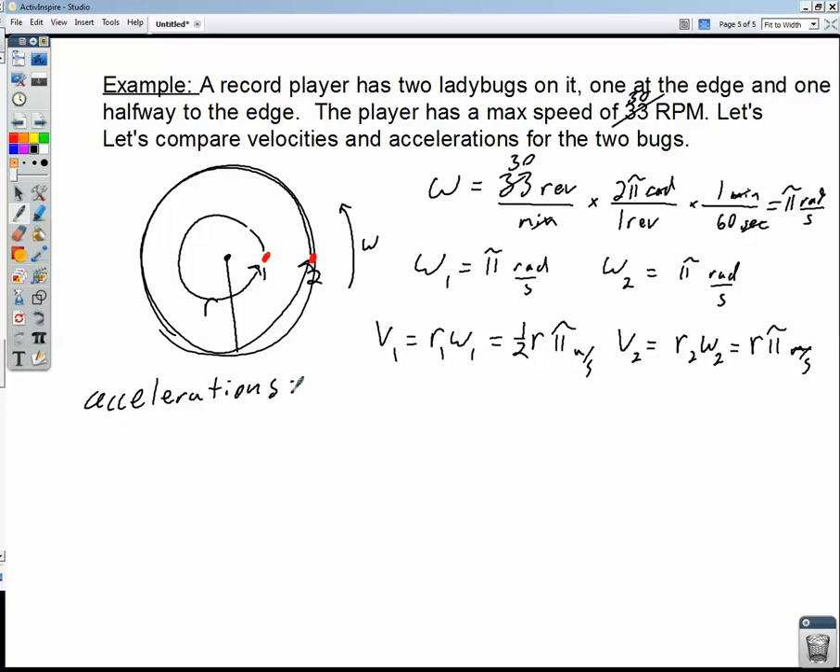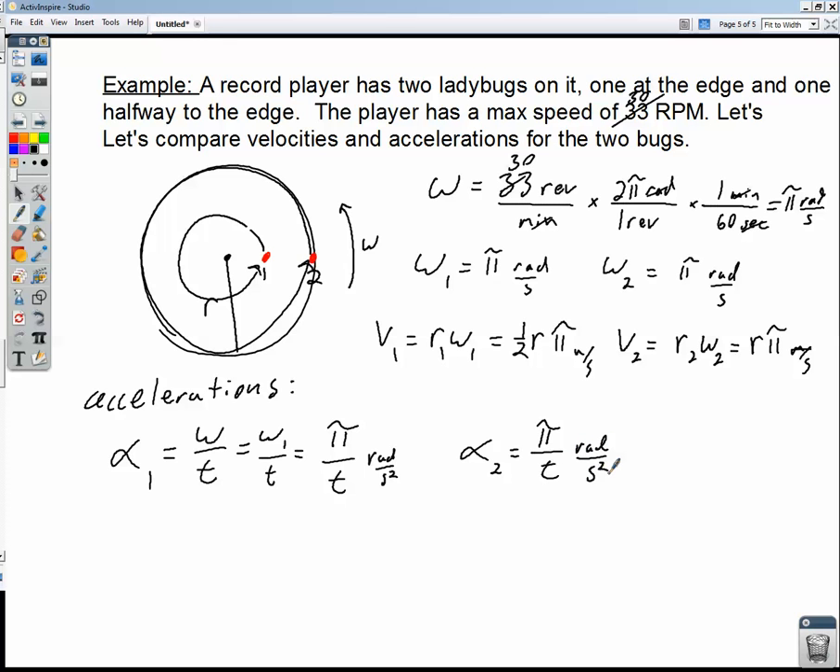So first, we know that if this record player starts at an angular velocity of 0, it's going to go up to 30 RPMs in some amount of time. Let's just call it time t. So for alpha 1, we know that alpha is equal to omega divided by the time. So alpha 1 is going to be omega 1 over time, and omega 1 was just pi. So we have pi divided by t, and this is going to be radians per second squared. And alpha 2 we see is going to be the same. Since their omegas are the same, their accelerations are also going to be the same, because it takes the same amount of time to spin up from 0 to 30 RPMs. And so we see the same trend here. The angular accelerations are the same for both ladybugs.